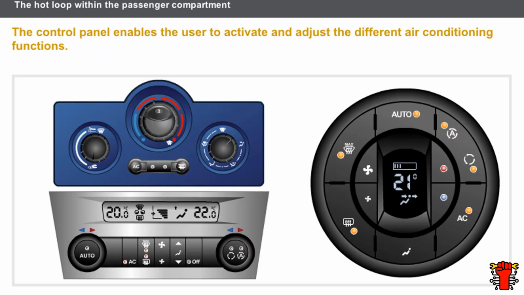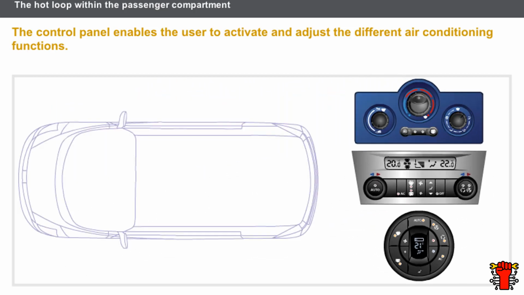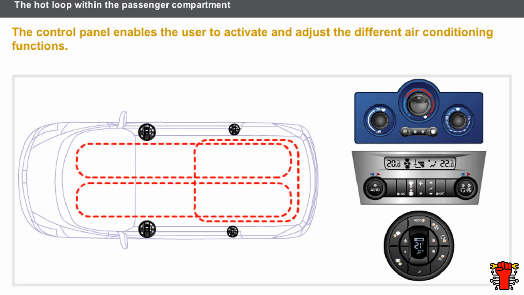Let us now look at the components in the hot loop within the passenger compartment. Let us start with the control panel. The control panel enables the user to activate and adjust the different air conditioning functions. Depending on the vehicle type, there are different air conditioning zones in the passenger compartment. In some vehicles, there are as many control panels as there are air conditioning zones.